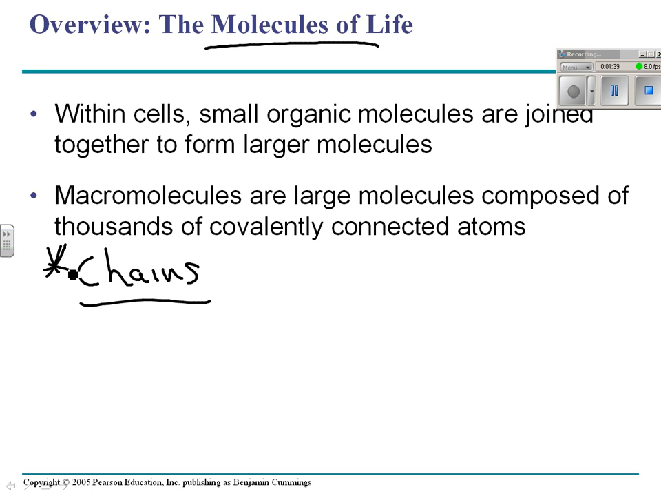Chains of amino acids make a protein. Chains of simple sugars make a carbohydrate. Chains of fatty acids and glycerol make a fat. So the idea here is to understand that it's chains made of covalently connected atoms, the strongest bond we know besides the nuclear forces.